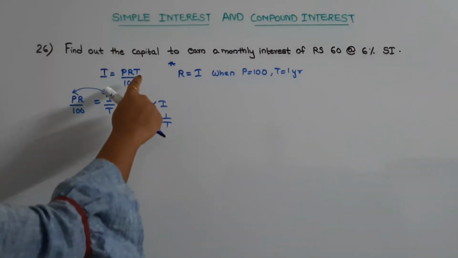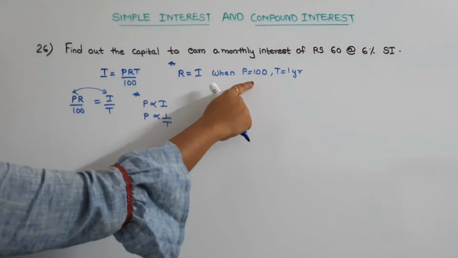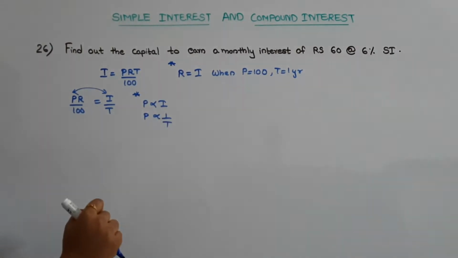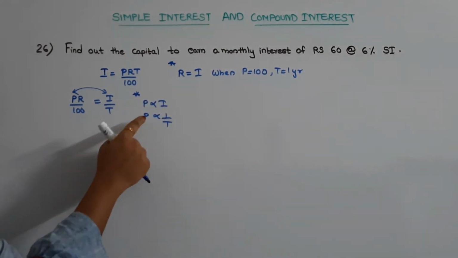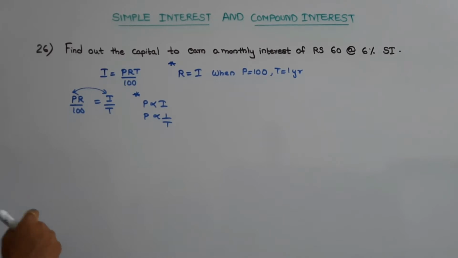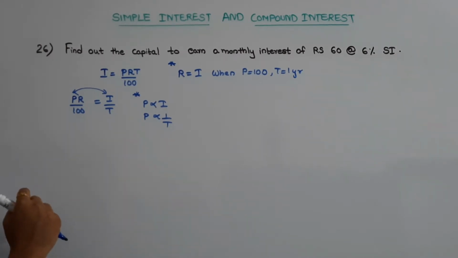So the first point is rate of interest is equal to interest when principal is 100 and time period is 1 year. Next one is principal is directly proportional to the interest and is inversely proportional to the time period for a particular value of rate of interest. Now let us start doing the problem.